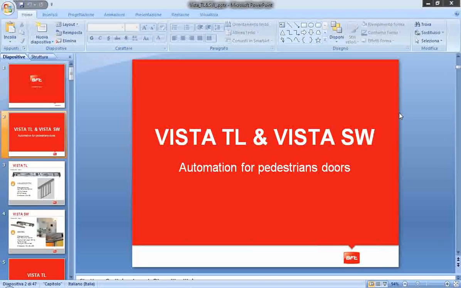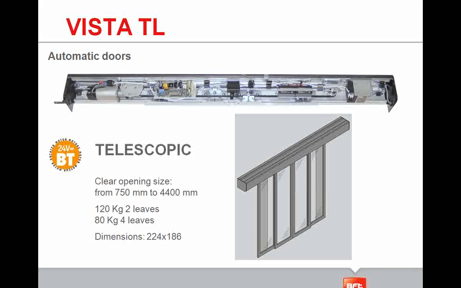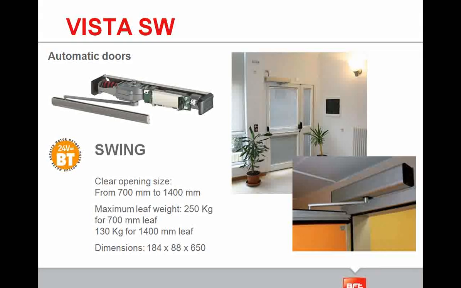Today we spoke about Vista TL and Vista SW. Vista TL is the telescopic door of BFT. The opening size can be from 750 to 4 meters 40, so it's bigger than the other Vista automation. It is possible to install 2 leaves or 4 leaves. So this is the first presentation.